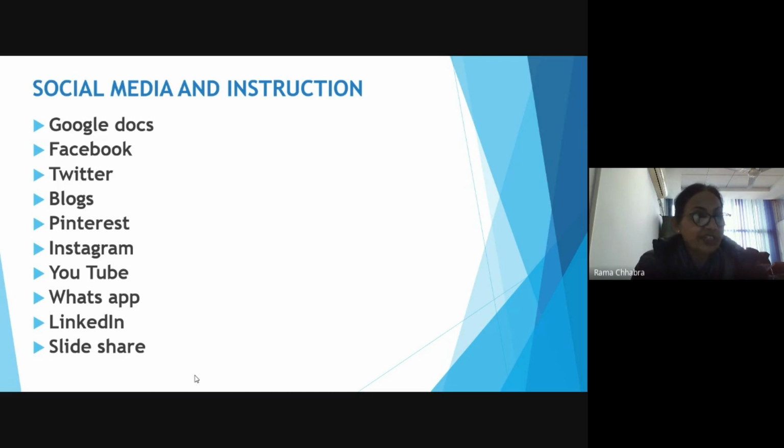platform. SlideShare. I think many students are using this also. They see many slides for their project work there. So students can also make their PPT of their projects and can share on this platform. And in addition to this, there are other platforms like Quora, ResearchGate that also provide online tutorials to help the students. So these are some of the social media platforms which can be used for your classroom instruction.